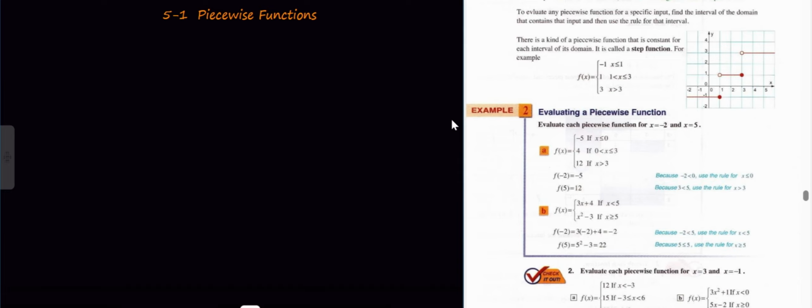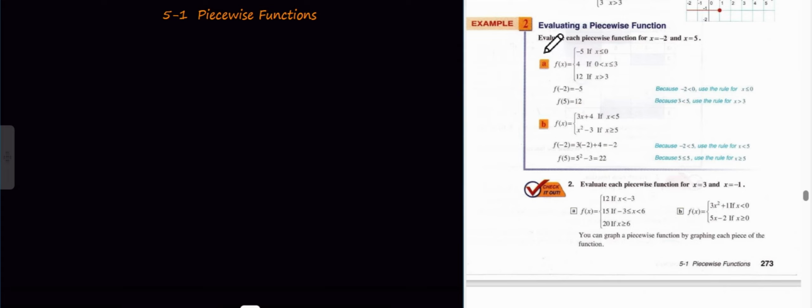The example 2 talked about evaluating a piecewise function; we skipped example 1, so we move to example 2. These two examples are solved, so we are going to move to the check it out examples. It said evaluate each piecewise function for x equals 3 and x equals -1. So we are going to evaluate each of them by using these two values of x.